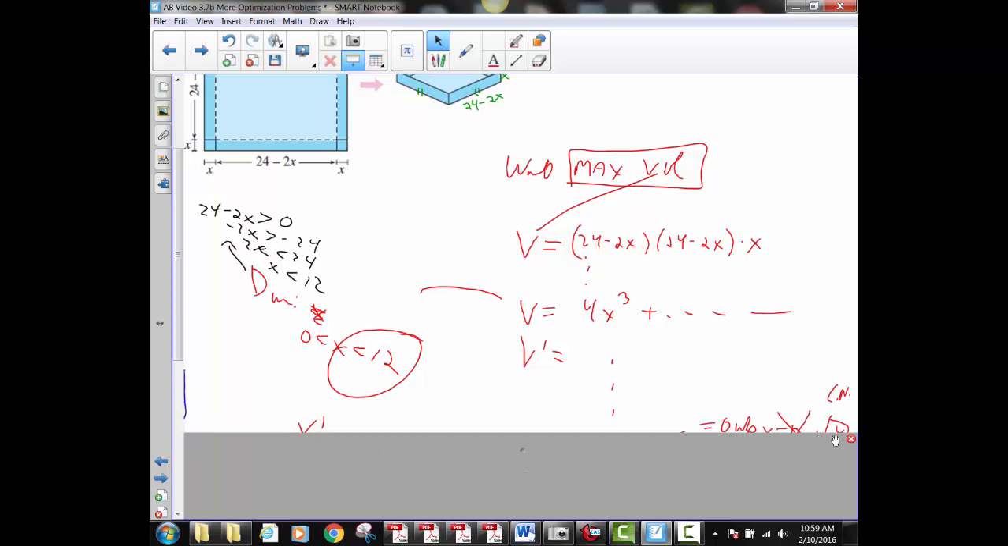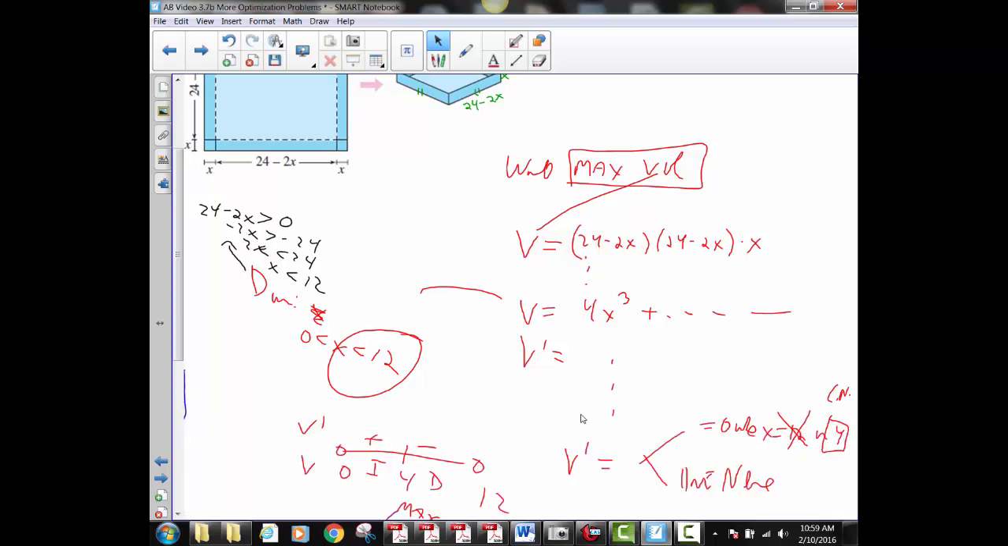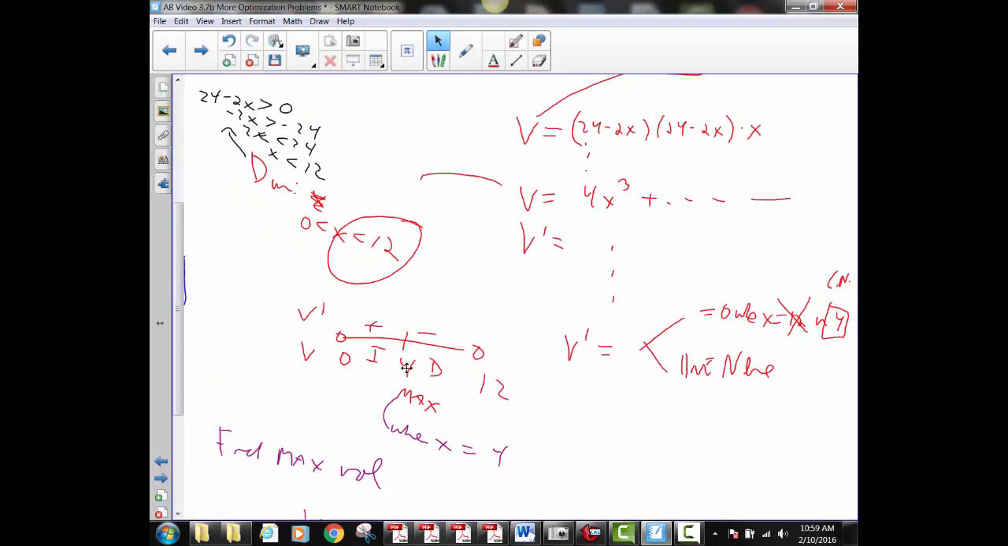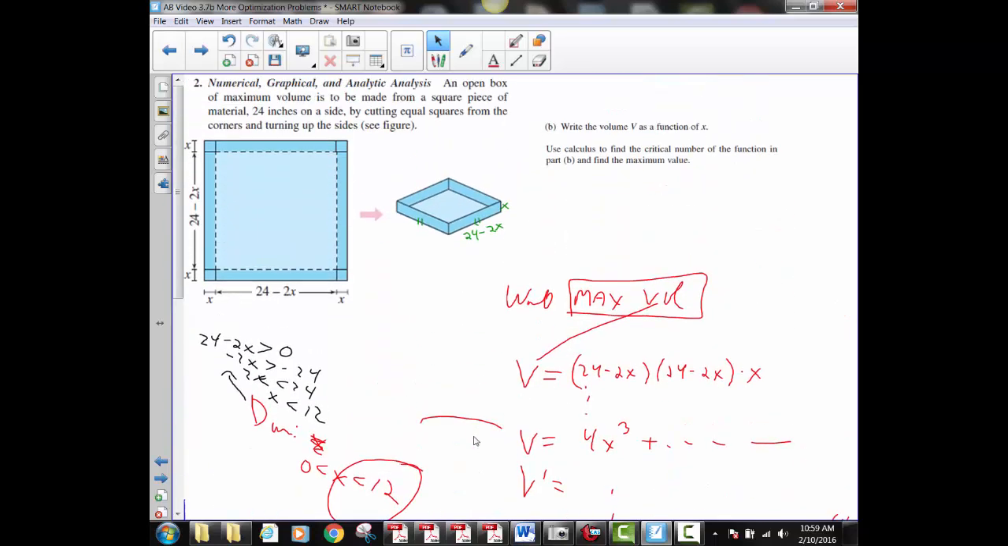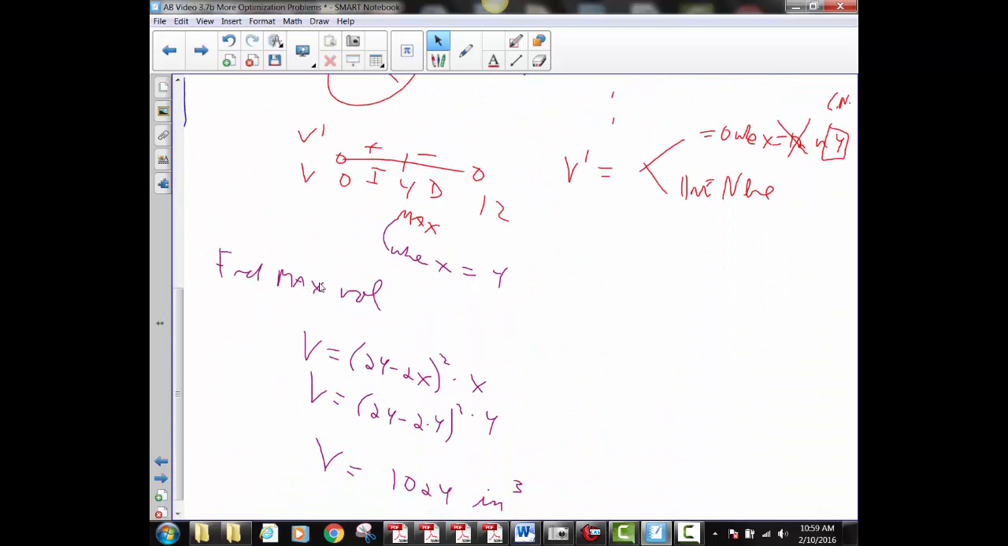Now, if you were doing it by hand, you'd find the derivative, you'd find the critical numbers, you'd use the first derivative test on the number line. Of course, it's a number segment here from 0 to 12. You'd find out there's a max when x equals 4. But the question did say find the maximum value, so they actually do want the maximum value.